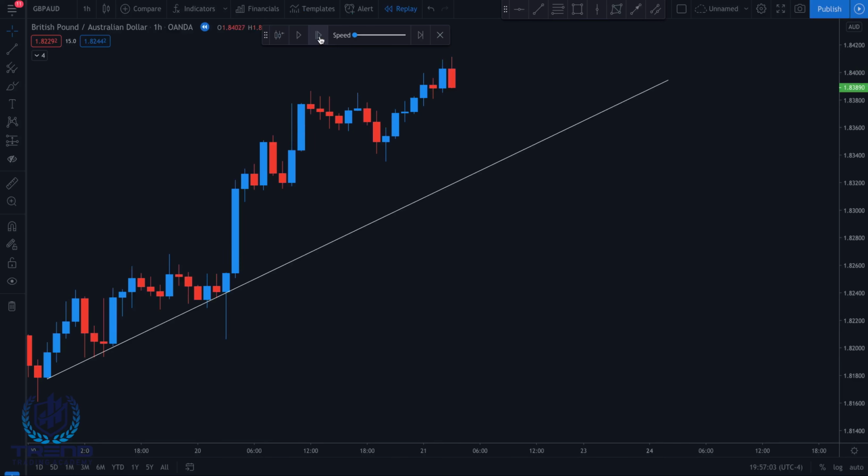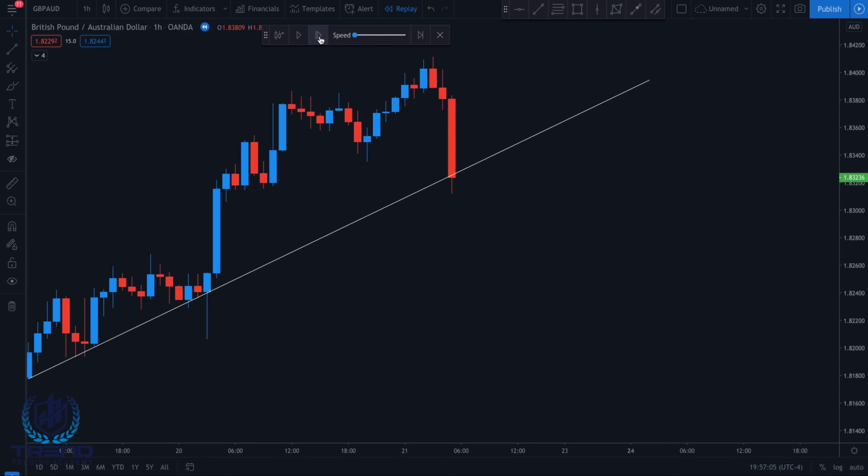All right, so let's see what happens next. And look what happens. We come right back to the trend line. All right, so now we have all of that big move up there, and we have another higher low. Let's see how price reacts to the trend line.